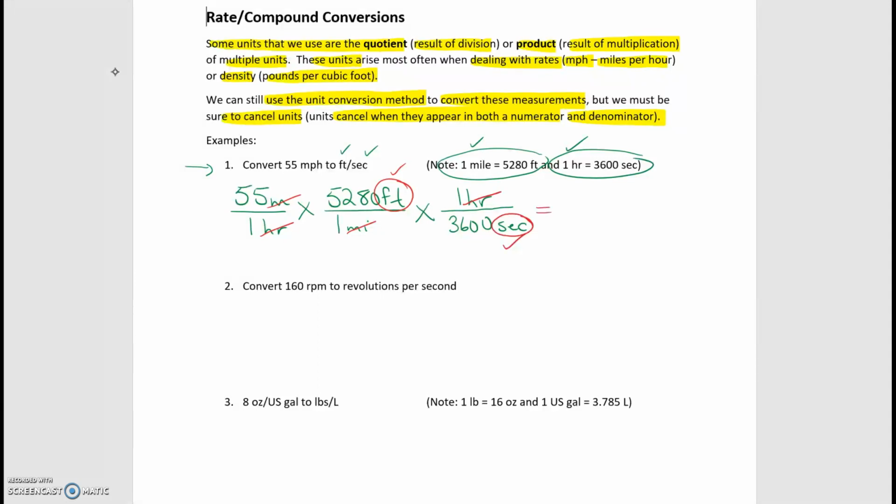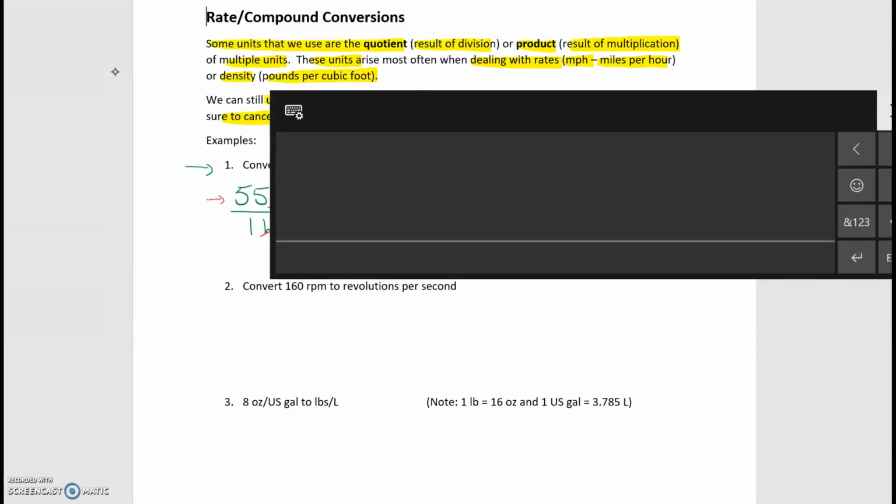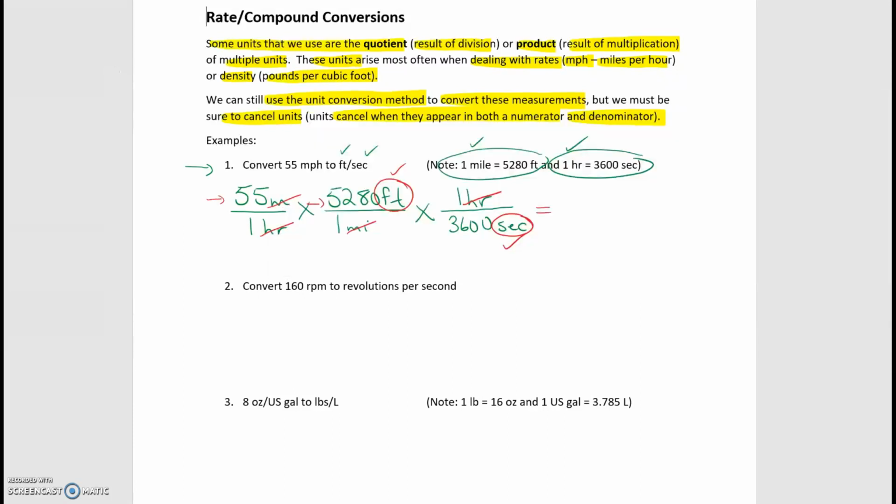wanted. So I'm going to work through all of this in my calculator. I'm doing 55 times 5,280, and then divided by 3,600 because that number's on the bottom. Typing these operations into my calculator, I get 80.666 repeating. And I need two significant figures because this is multiplying and dividing.